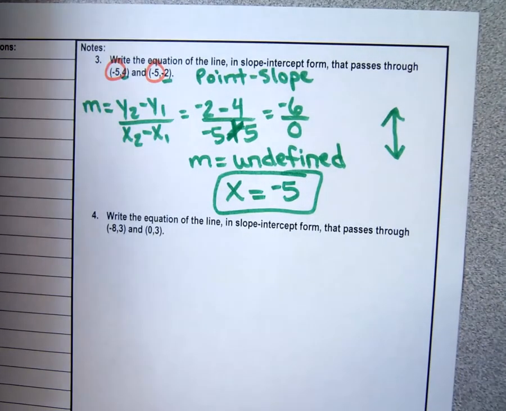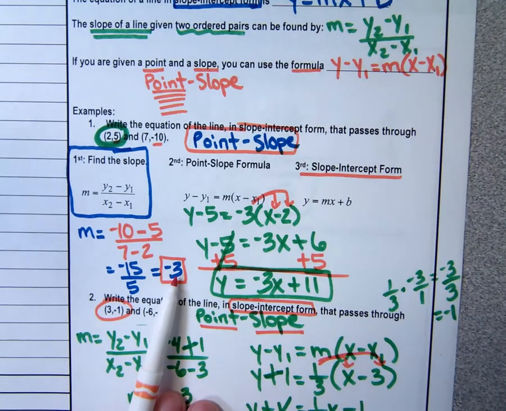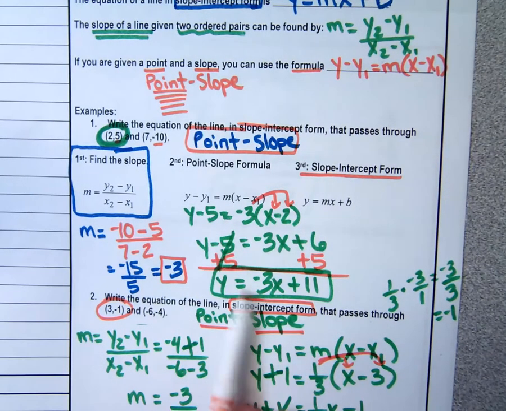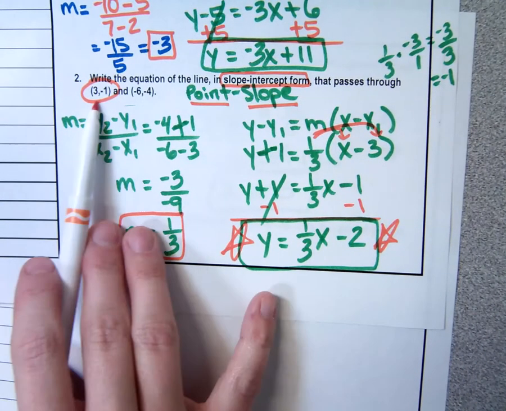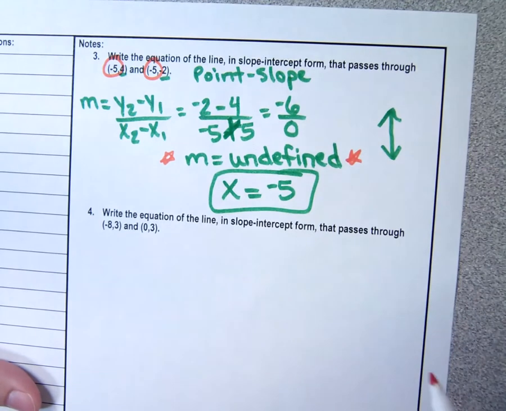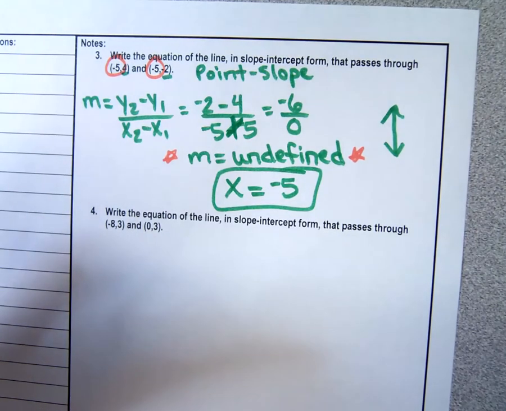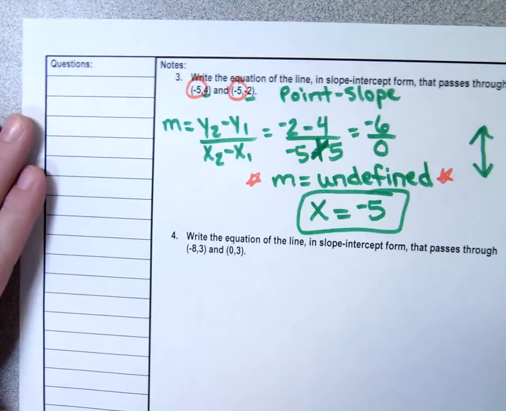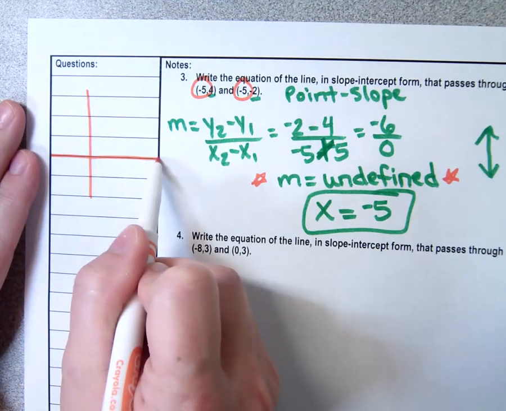So on these other problems that we were working on, I got a slope of negative 3, so the next thing I did was pick a point and put it in point slope. Here I got a slope of 1/3, so the next thing I did was pick a point and put it in point slope. But if you ever find the slope to be undefined or 0, stop what you're doing, think about what the line looks like, think about what the equation looks like, and slap it down. Okay? Now, off to the side here, I'm just going to show you a quick graph of that.